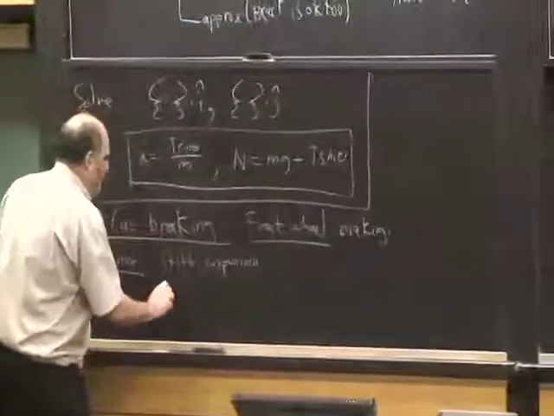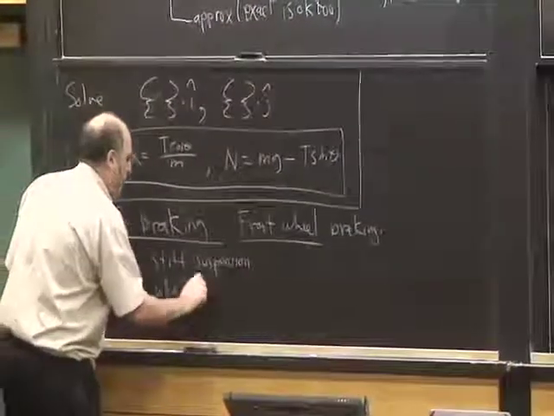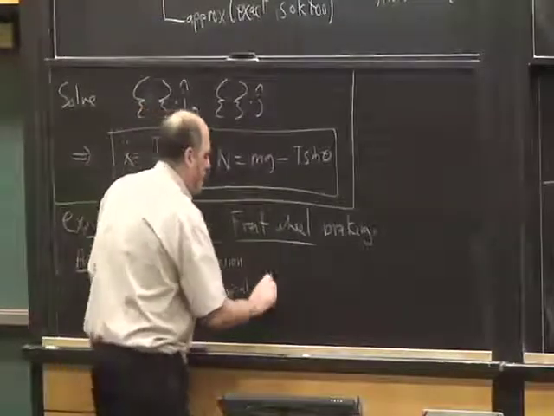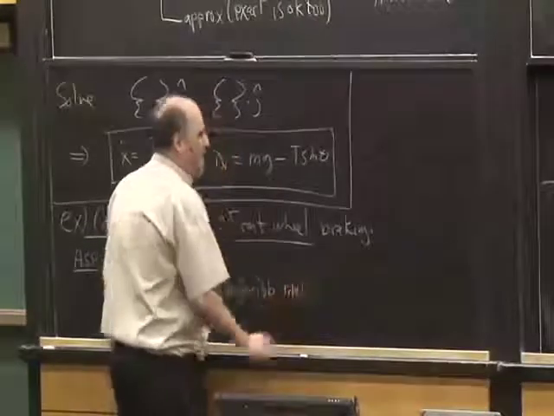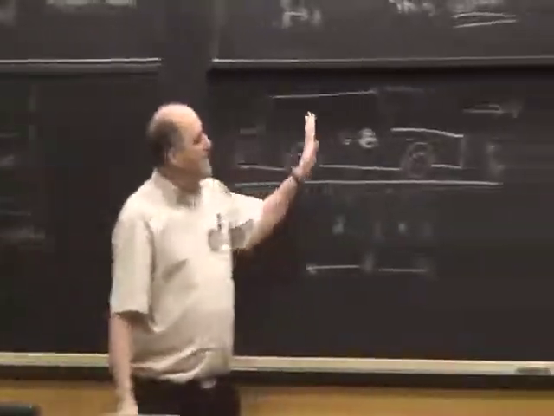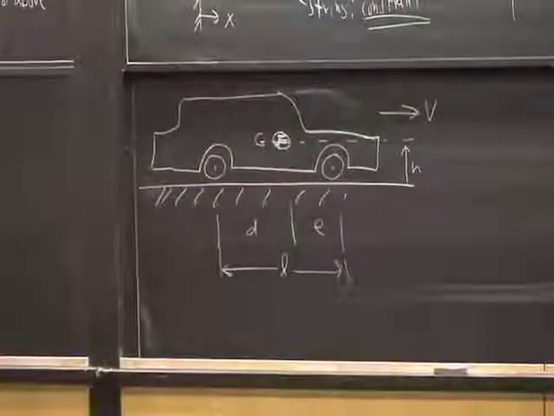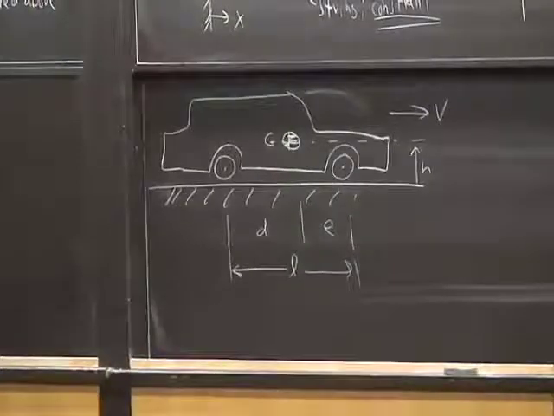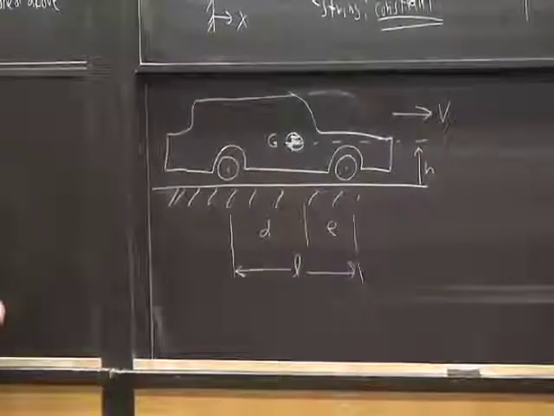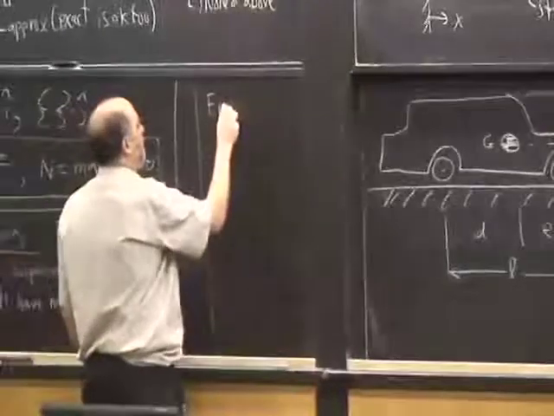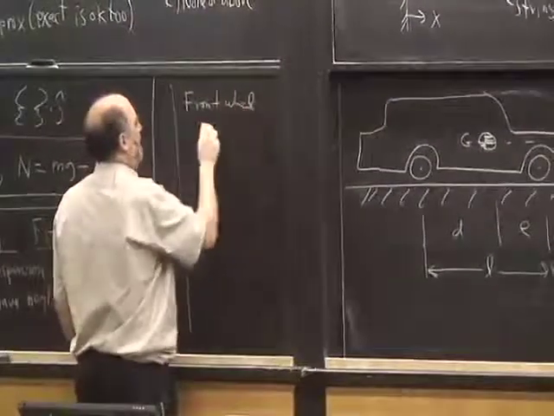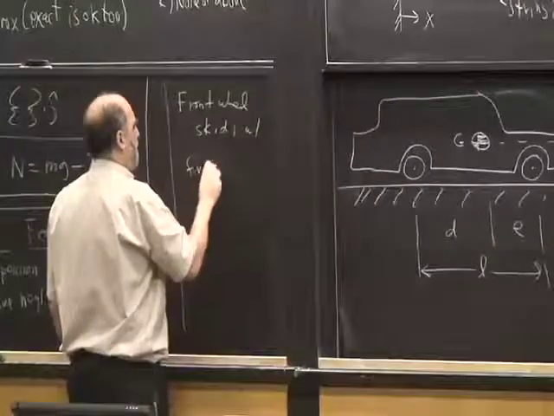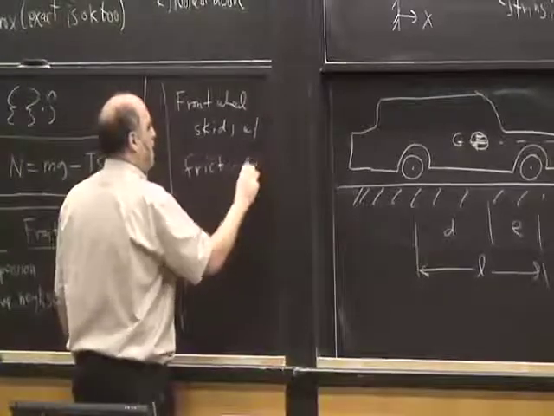Let's assume that the wheels have negligible mass. What that means is that as far as the inertia part of this problem, the MA part, we don't worry about the fact that the wheels are turning or that different parts of this car have different acceleration. Let's assume that the front wheel skids with friction mu.